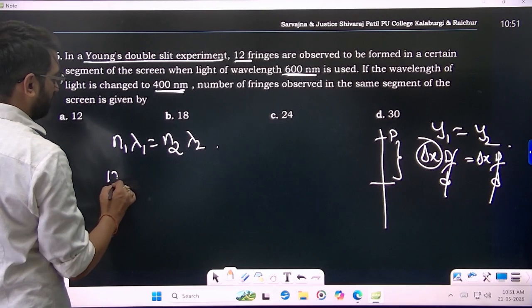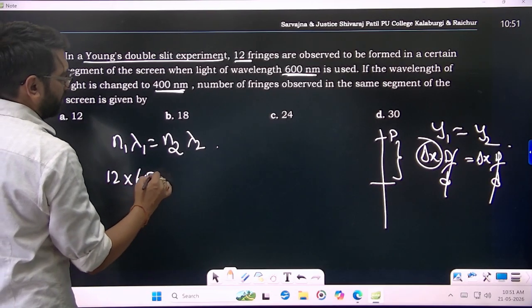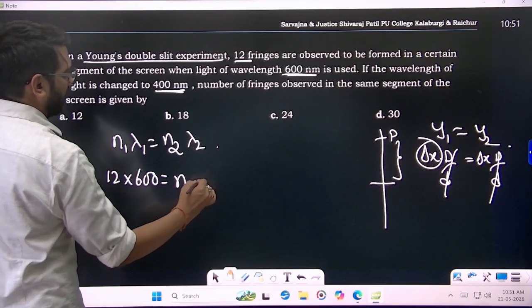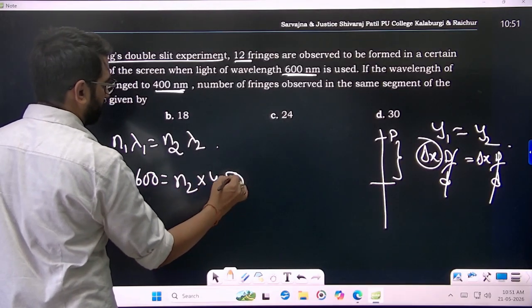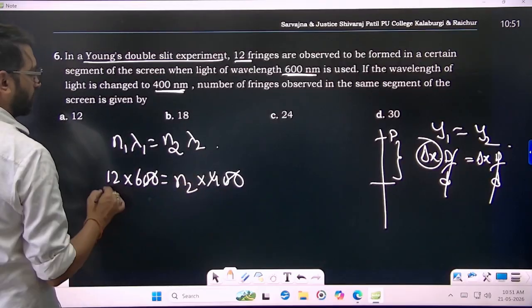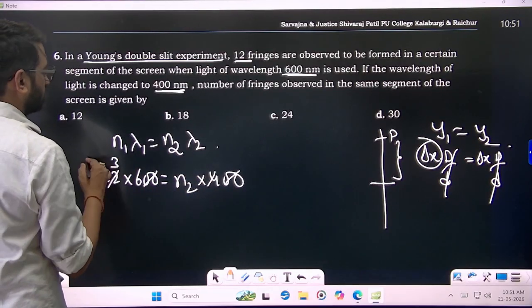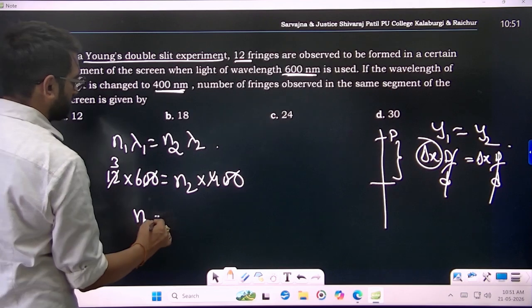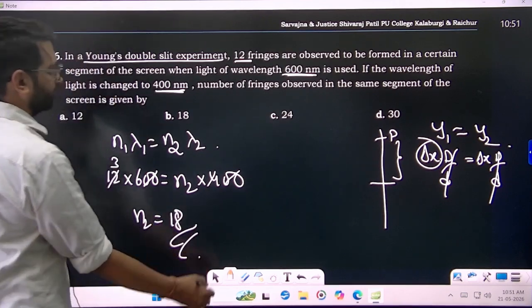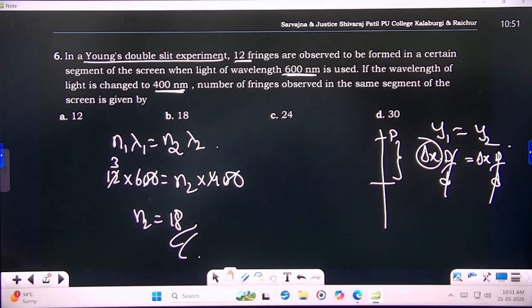n1 is 12, lambda 1 is 600, equals n2 into 400, which is what we have to find. This and this get cancelled, 4 1s, 4 3s. So this would be 18. So n2 equals 18 bright bands will be obtained.